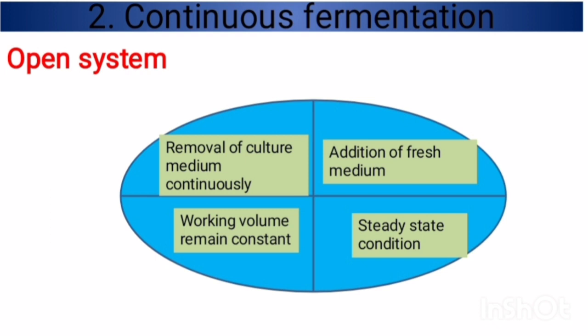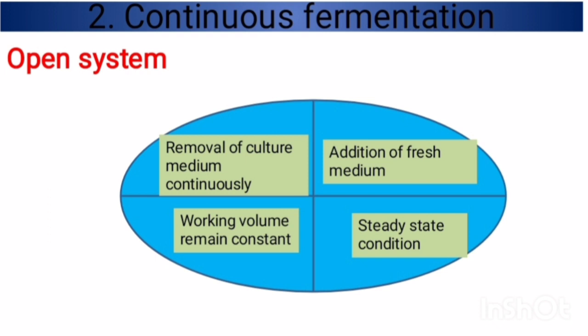Second type of the fermenter is the continuous fermenter. It is an open system. It involves the removal of culture medium continuously and replacement of this with fresh medium in a bioreactor. Both the addition and removal are done at the same time and same rate, so that the working volume remains constant. That is, it is in a steady state condition.